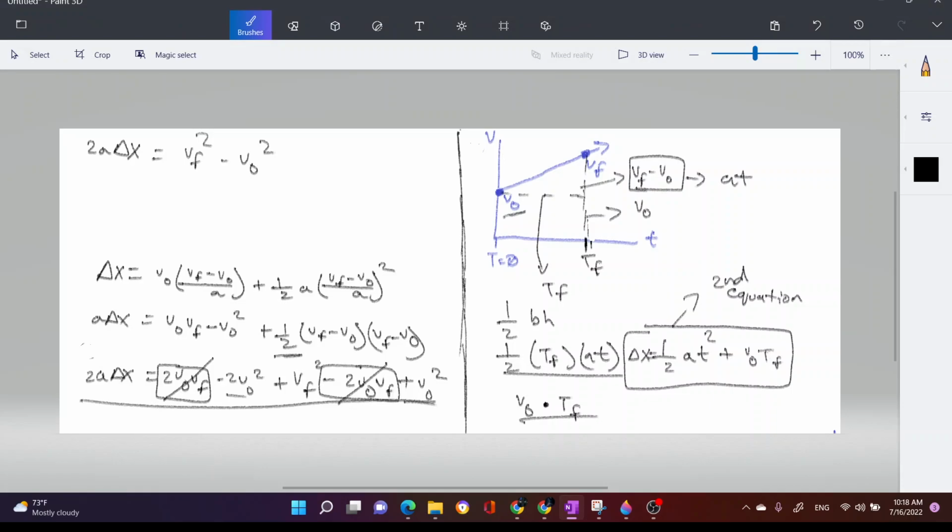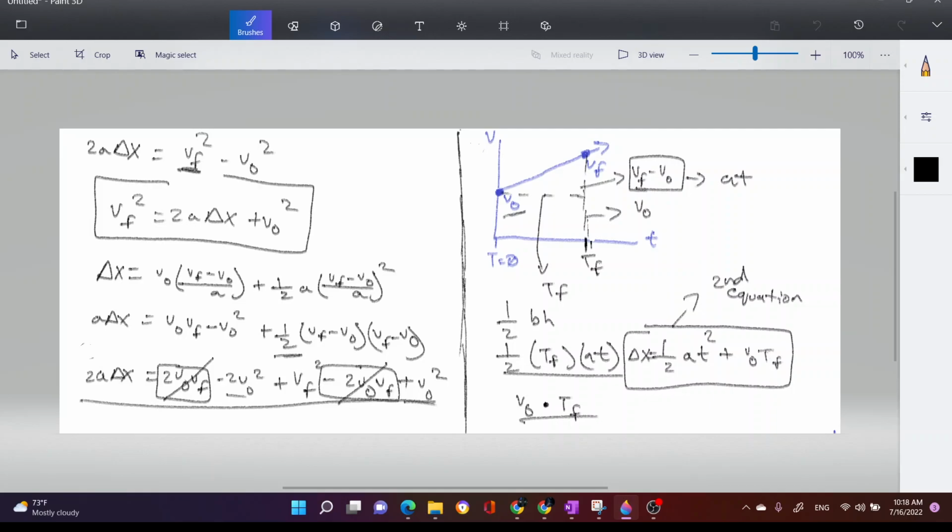And with this, we just solve for VF squared, or we isolate that. So when we do that, we get VF squared equals 2A delta X plus V naught squared. So this right here ends up being our third kinematic equation. And that's about it. Thank you.